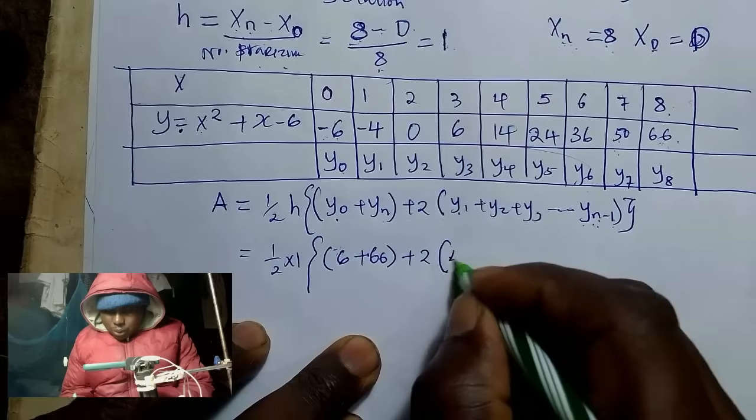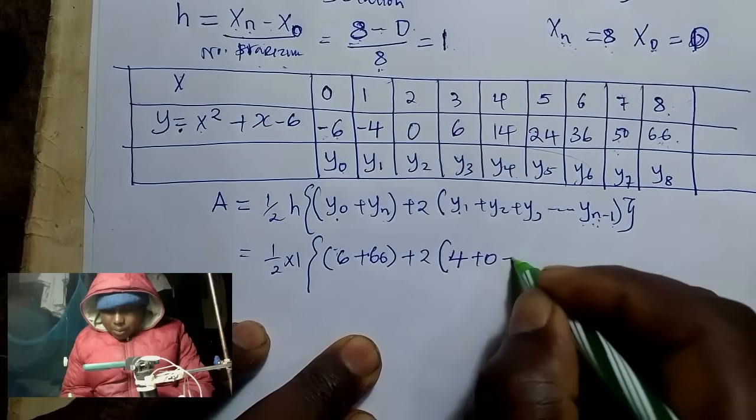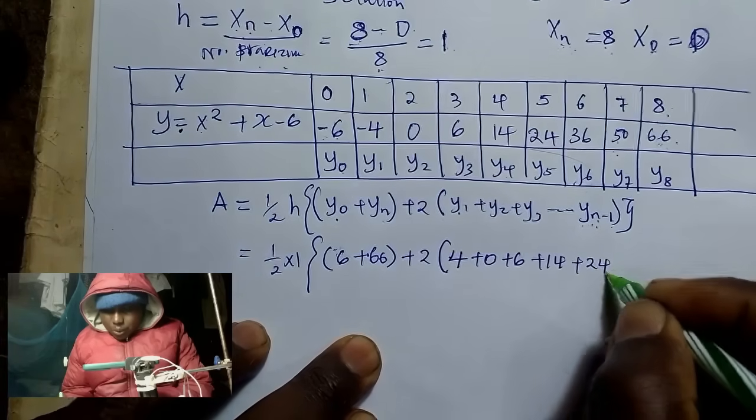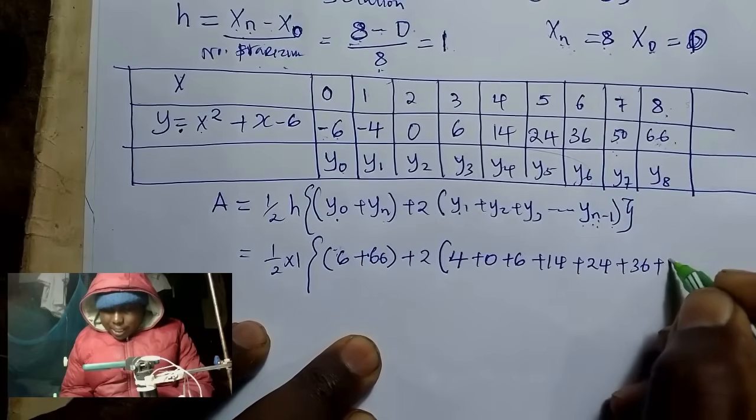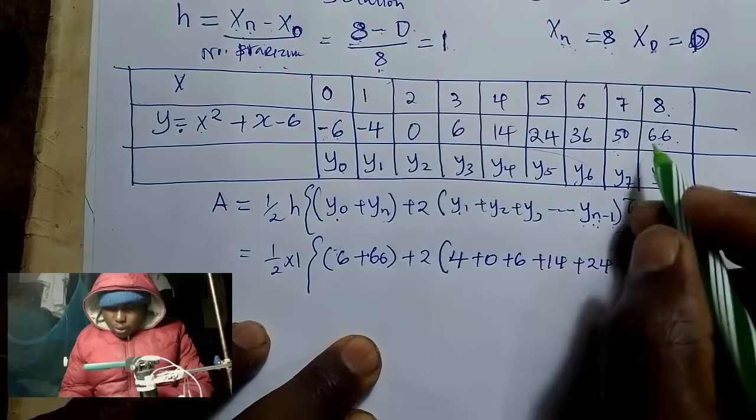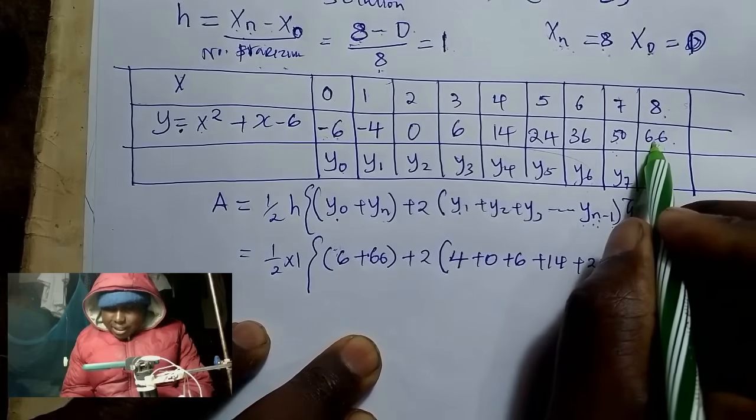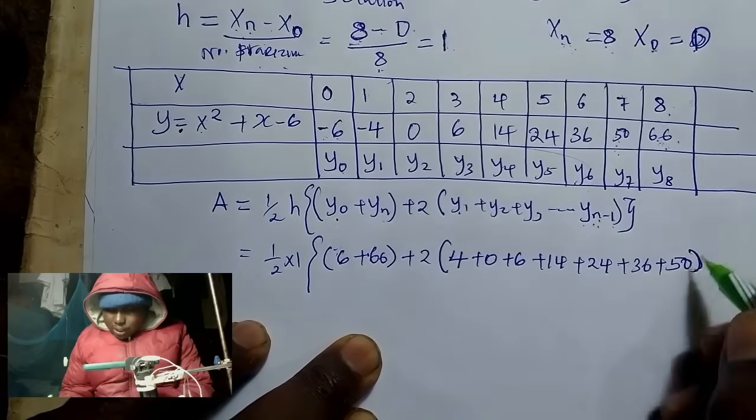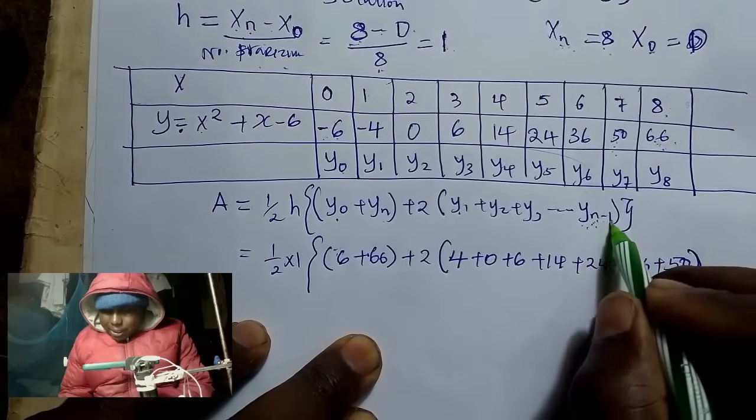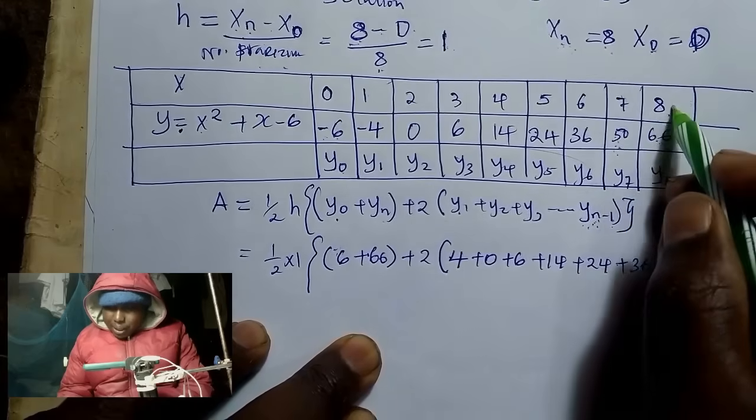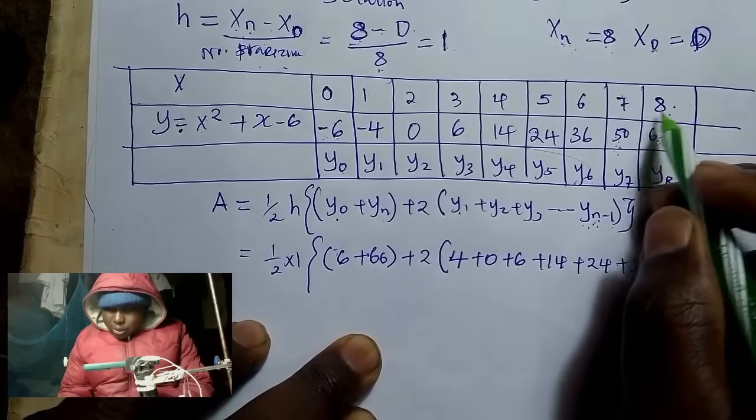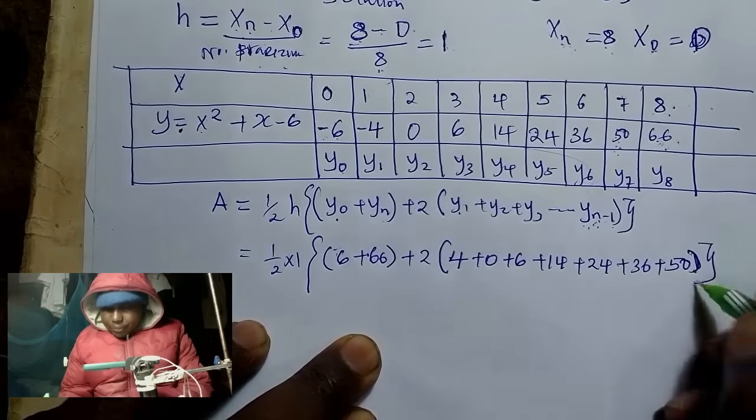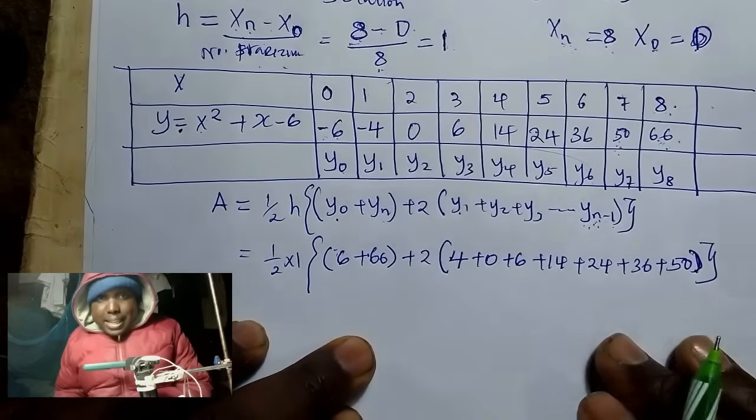y1 is negative 4, so 4 plus 0 plus 6 plus 14 plus 24 plus 36 plus 50, and that is the final. So we have done n minus 1, which is 7. So we do not go to 66, we stop there. So yn minus 1 means you get to 7. If here it was 8, 9 you get to 8. If it was 10 you get to 9. That is what it means.